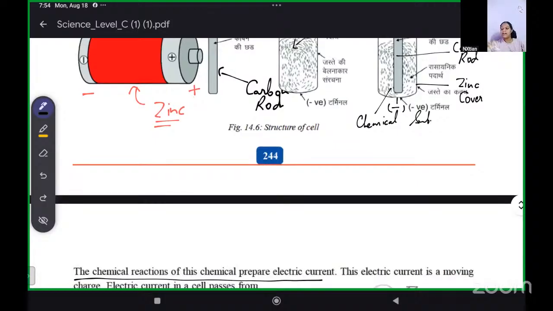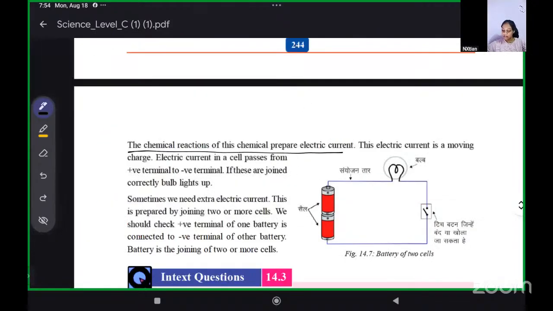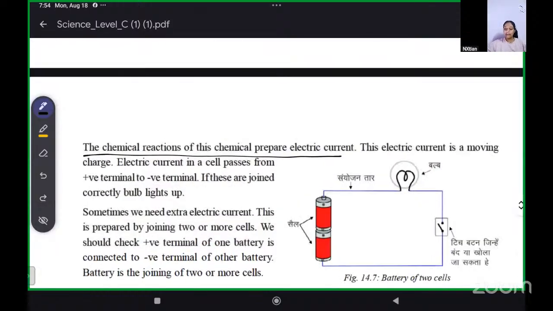Now what happens is that in a cell, the electric current moves and passes from the positive terminal to the negative terminal. The terminals are joined correctly, joined together so that the bulb can light up.